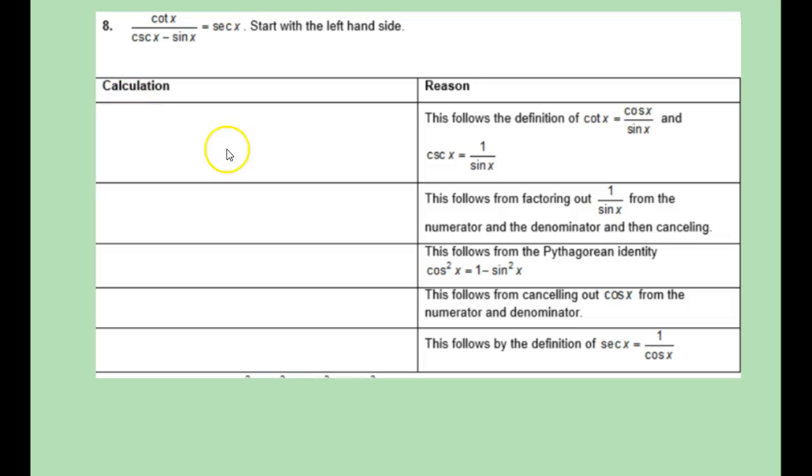All right, to get this one started, we just kind of want to follow the reasons that were given. And this first reason is I know that cotangent is cosine divided by sine. And I always want to get things in cosine and sine and try and get rid of everything else. I also know that cosecant is 1 over sine x.